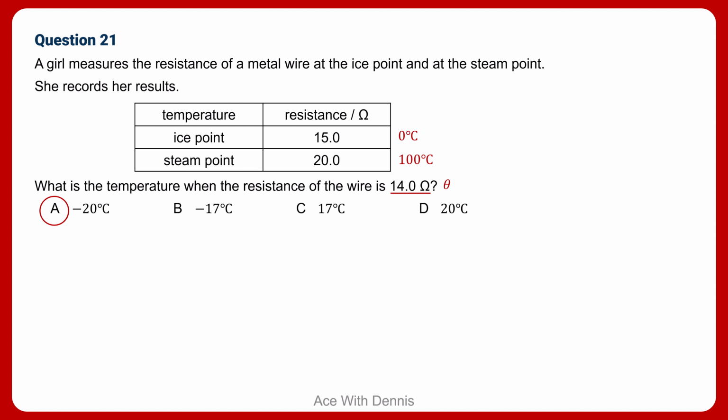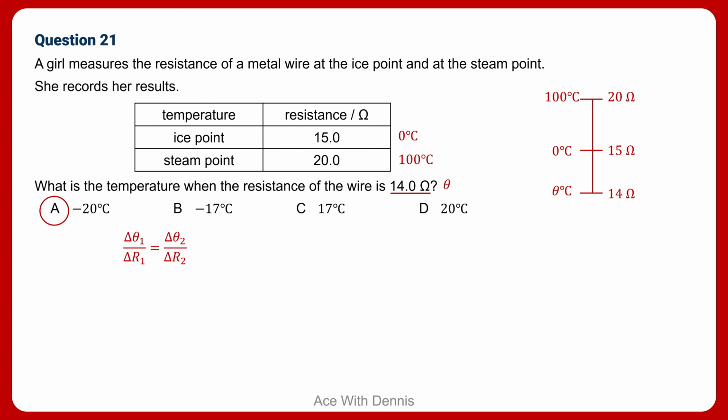We know that the resistance and the temperature change linearly. So let's draw the number line here. At 0 degrees Celsius, the resistance is 15 ohms. When the temperature is 100 degrees Celsius, the resistance is 20 ohms. So what is the temperature when the resistance is 14 ohms? From here, we know that they are proportional to each other. Then we can use this formula.